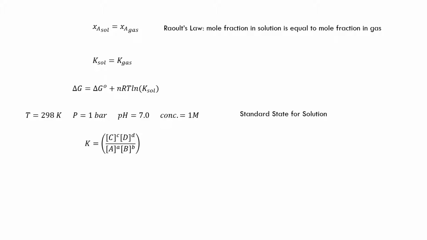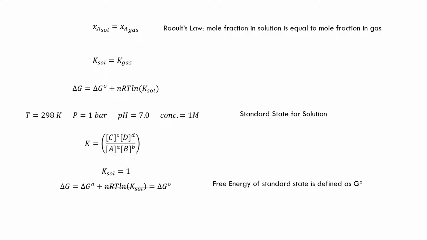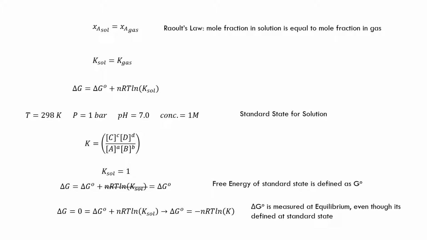So thinking back to your previous classes, you've probably seen this equation before: K is equal to the concentration of C raised to the c, concentration of D raised to the d, divided by the concentration of A raised to the a and the concentration of B raised to the b. Now let's say that K of solution is equal to 1, so all of that above is equal to 1. What is going to happen? Our delta G is going to equal delta G naught, because ln of 1 is 0, so that whole part of the equation falls out. So our free energy of standard state is defined as delta G naught.